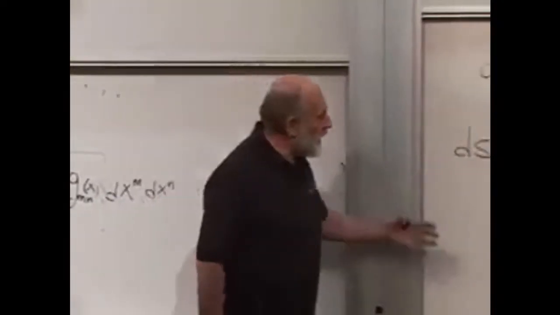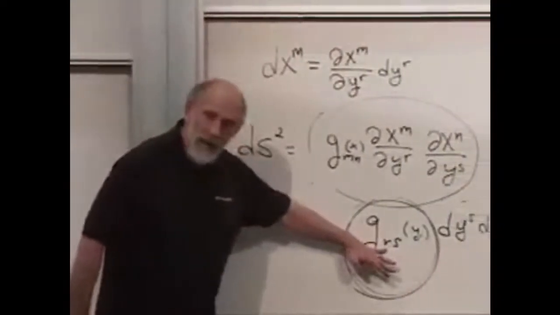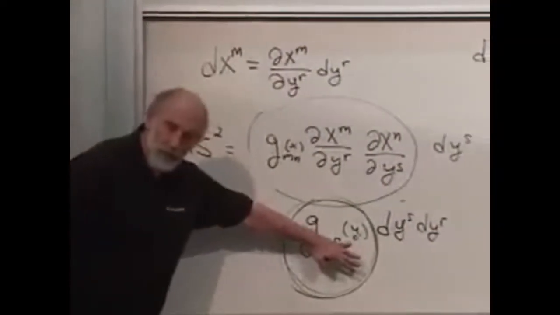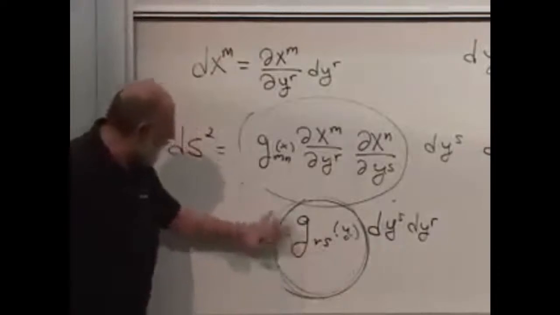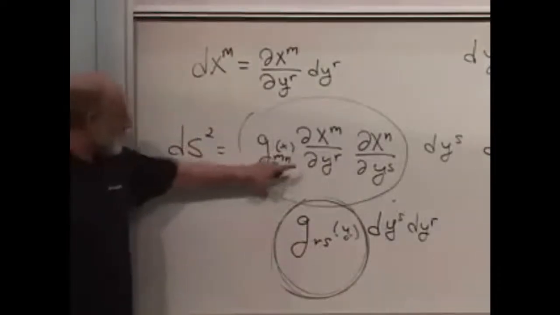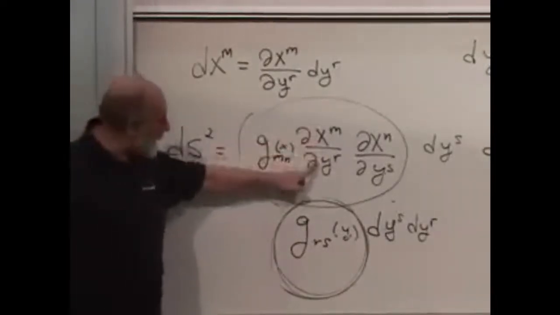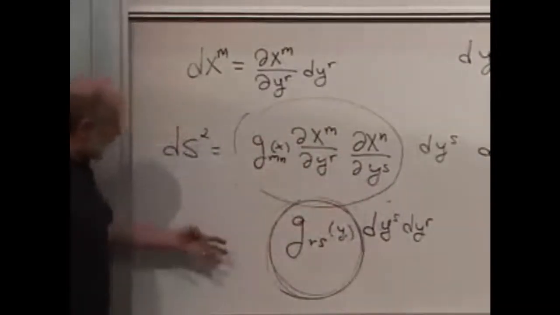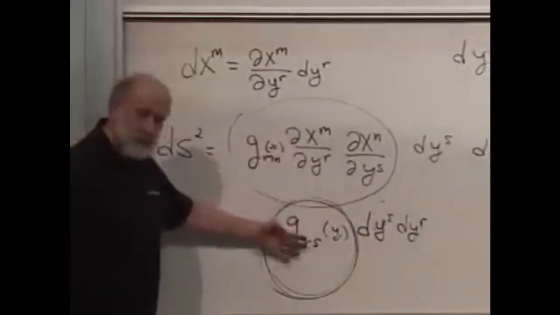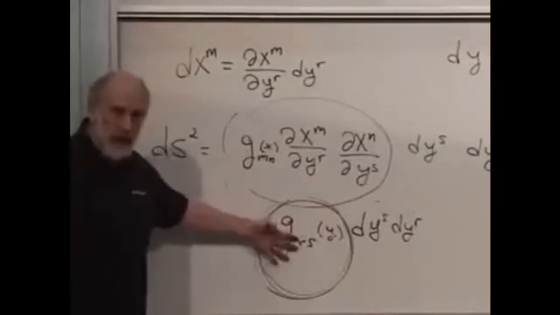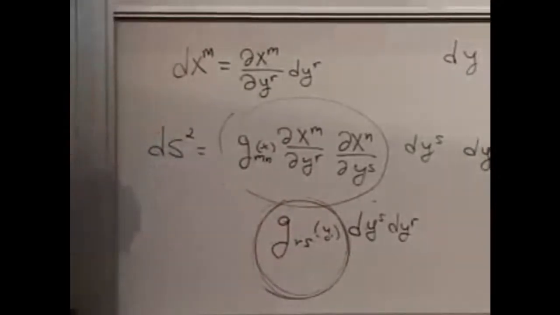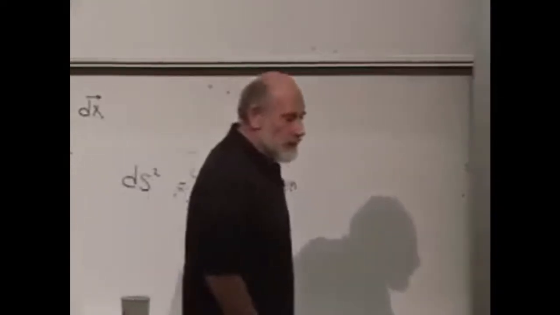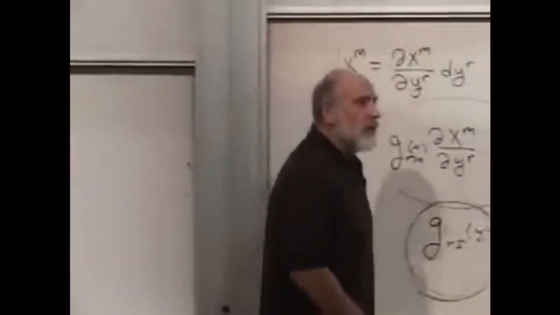What have I shown? I've shown that the g_rs in y notation, the y components, are given by the x components times the standard dx by dy coefficients. This is exactly the transformation property of a covariant tensor of rank 2. So the metric tensor is a covariant tensor of rank 2.